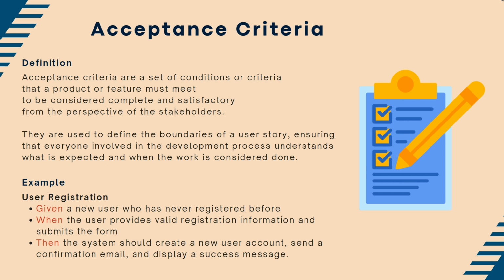When you submit the form, then what is expected? Then the system should create a new user account. So a new user account should be created in the system, and send a confirmation email. Then the new user should receive a confirmation email that says congratulations, your account is created, or something like that. And then on the screen, display a success message which says, okay, congratulations, your account is created. So this is the expectation which we are writing afterward. So that's one example of acceptance criteria. Now let's see the defined structure of acceptance criteria, how we should be writing acceptance criteria.